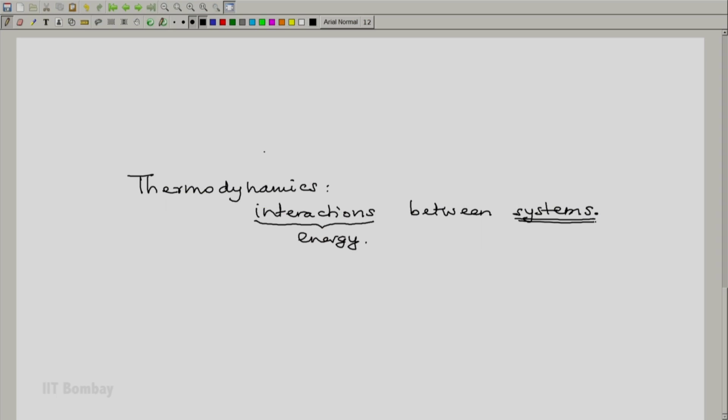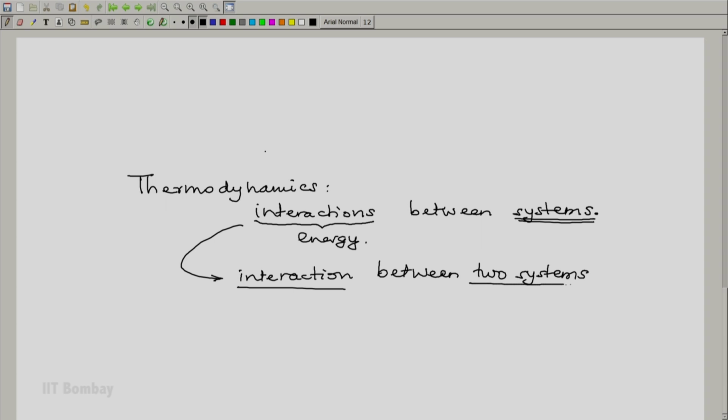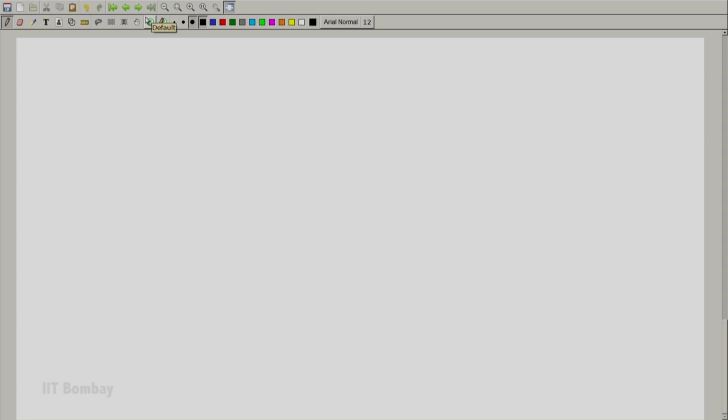And because an interaction involves at least two systems, interaction is always between two systems and is across the boundary separating them. Hence, it is necessary for us to be clear about the idea of the two interacting systems and the boundary separating them. A general model could be something like this.